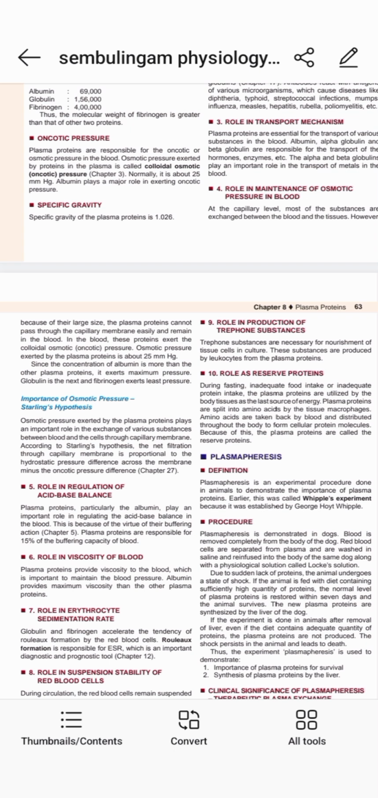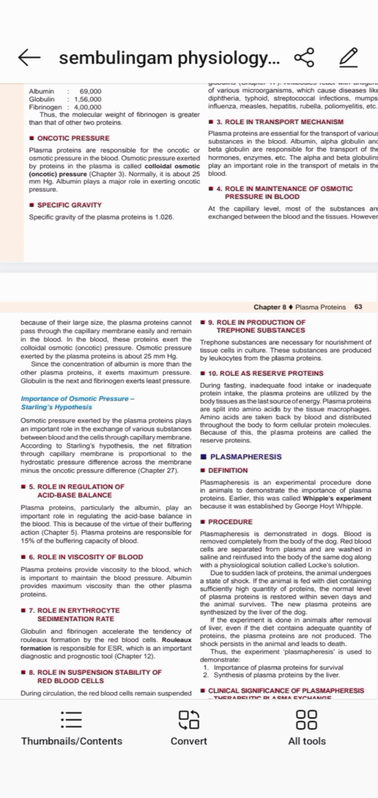Role in production of trephone substances. Trephone substances are necessary for nourishment of tissue cells. Trephone substances are responsible for nourishment of tissue cells in culture. These substances are produced by leukocytes from the plasma proteins.